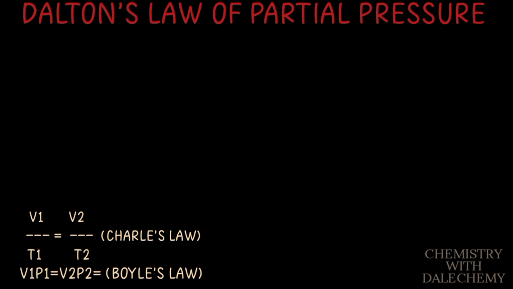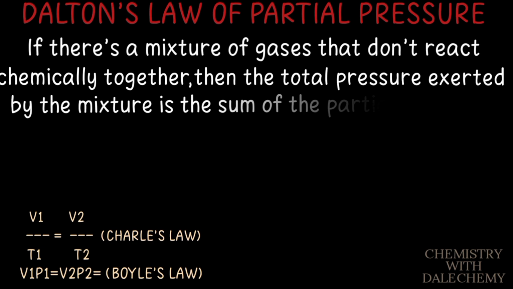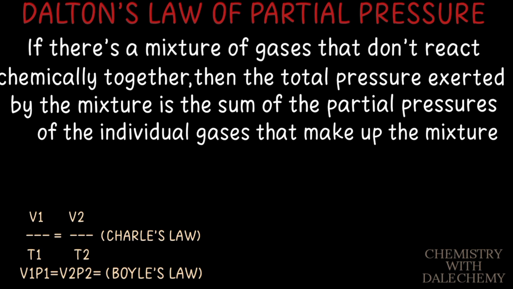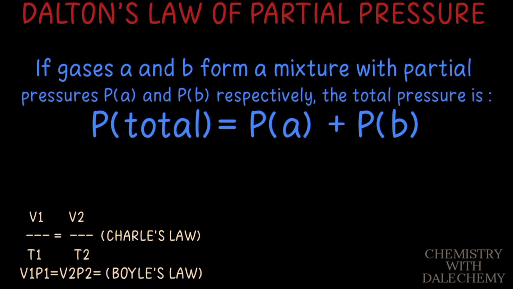So the third equation here is Dalton's law of partial pressure, which states that if there is a mixture of gases that do not react chemically together, then the total pressure exerted by the mixture is the sum of the partial pressures of the individual gases that make up the mixture. And this law is very easy to understand. It's just as saying you're having two gases, A and B, that form a particular mixture.